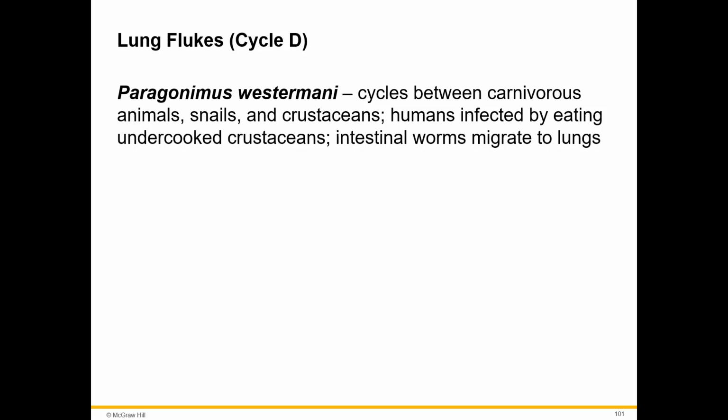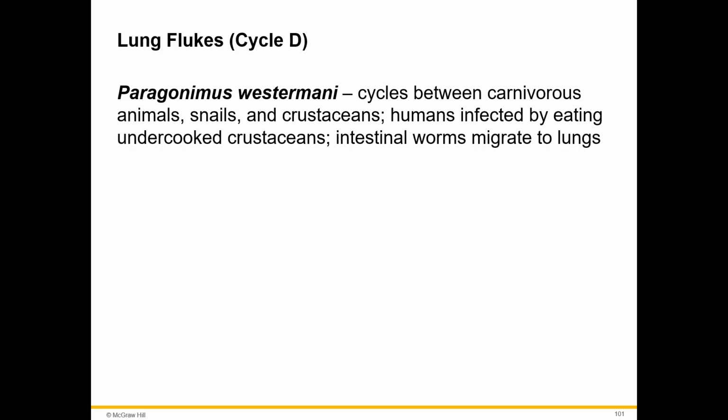So then we have flukes of the lung. Okay, so we've got Paragonimus westermani. And so these cycles can occur between carnivorous animals, snails, and then crustaceans. And so humans, we get infected by eating undercooked crustaceans. This is something I don't have to worry about. I have a shellfish allergy, so I guess that's the one benefit of that. Ooh, I miss eating shrimp, guys. Sad days.